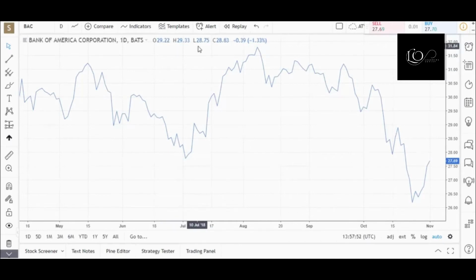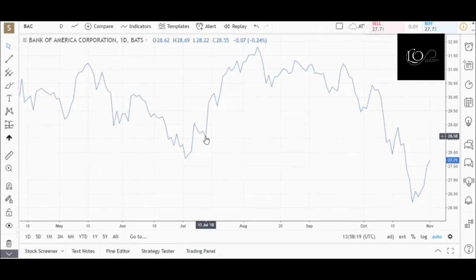The low for the day and the close for the day. So if we pick a day, we can look at the bottom of the chart. It'll give us the day. So on July 13th of 2018, the stock opened at 28.62. The high for the day was 28.69, the low for the day was 28.22, and the close for the day was 28.55.